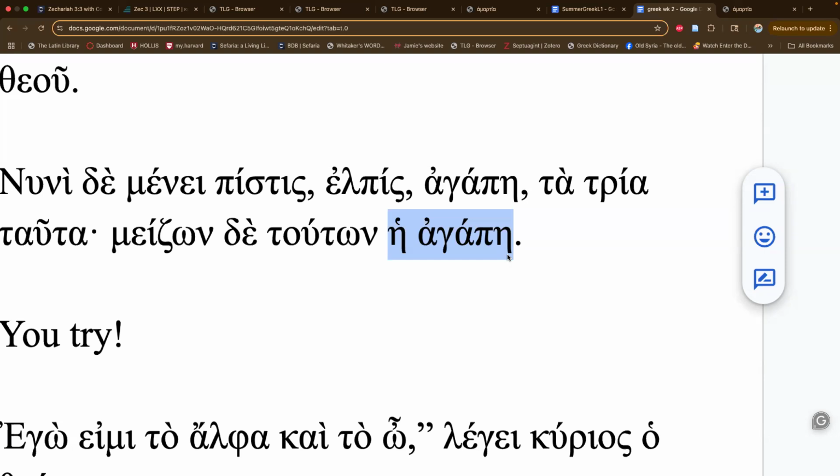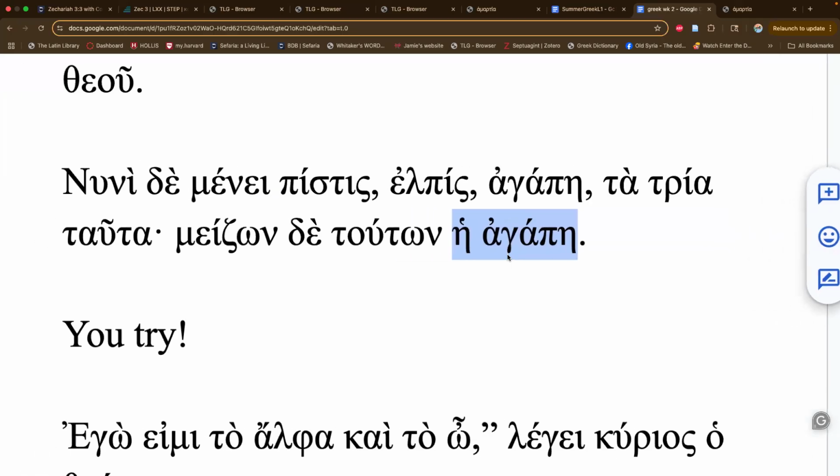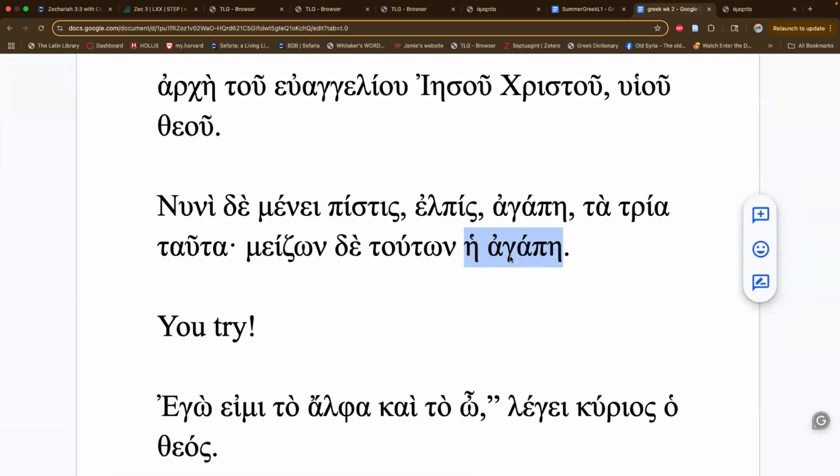Yep, agape, perfect. And then the beginning is just the A sound with a rough breathing mark. So he agape, or sorry, he agape. So putting it all together, we have nuni de mene pistis, elpis, agape, ta tria tauta. Meson de touton, he agape.